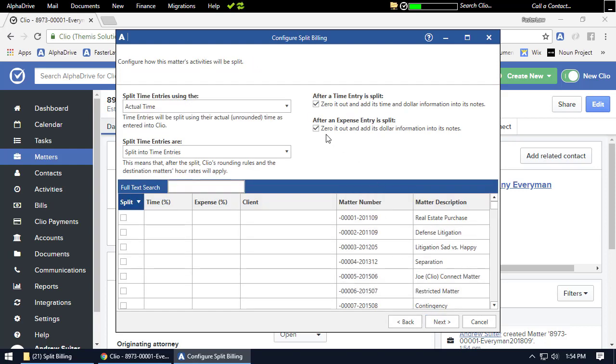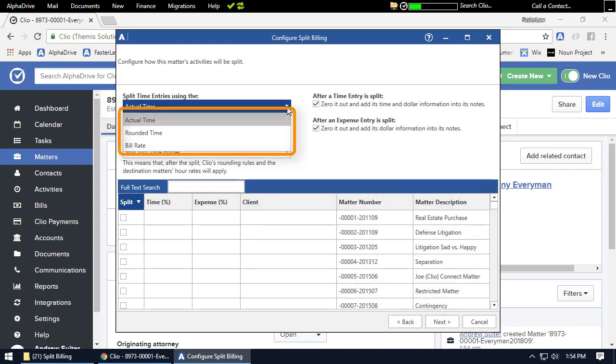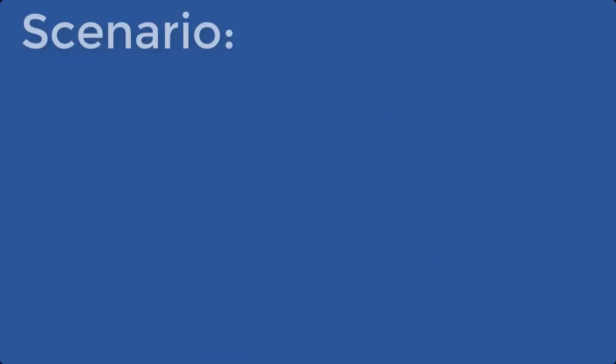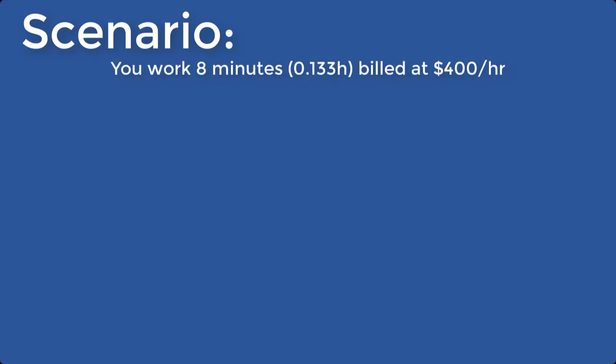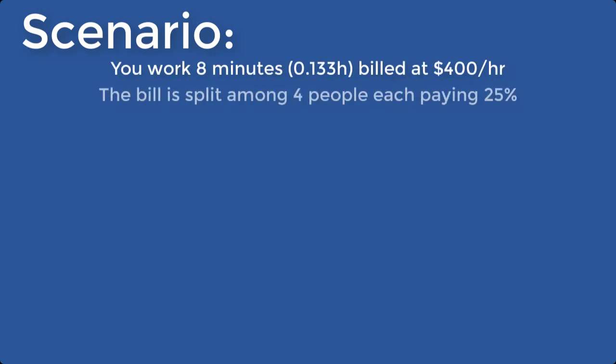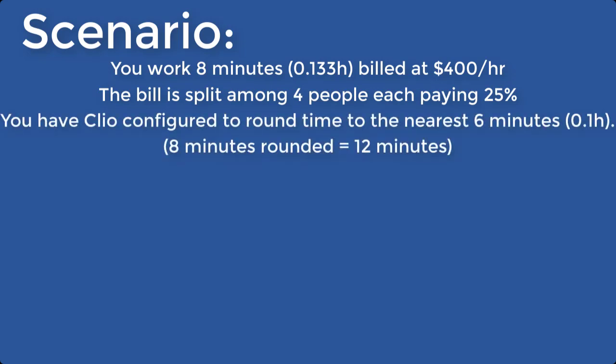When it comes to splitting time entries, there are 3 ways to do it, and I want to explain each one. Let's talk about a specific scenario. Let's say you work 8 minutes at $400 per hour. The bill needs to be split equally among 4 people who are each paying 25%. You also have Clio configured to round time to the nearest tenth of a minute.